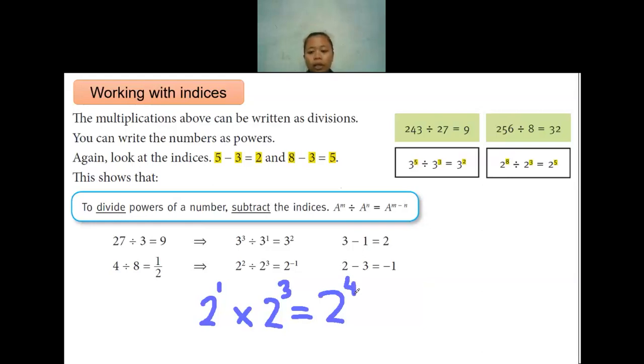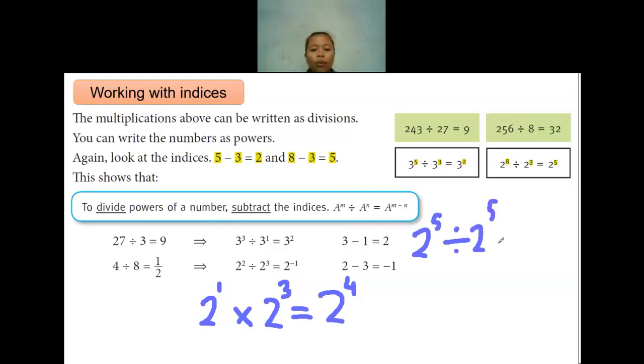Is it clear enough, or is there anyone having any question? Okay, now someone asked me about 2 to the power of 0. So I'm going to show you how 2 to the power of 0, or 5 to the power of 0, is always equal to 1. For example, I have 2 to the power of 5 divided by 2 to the power of 5.